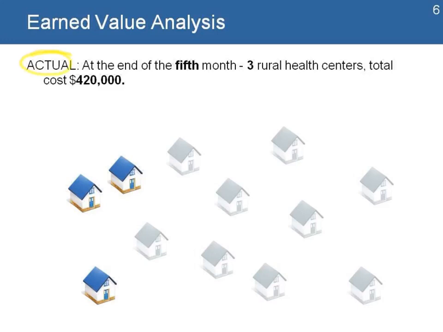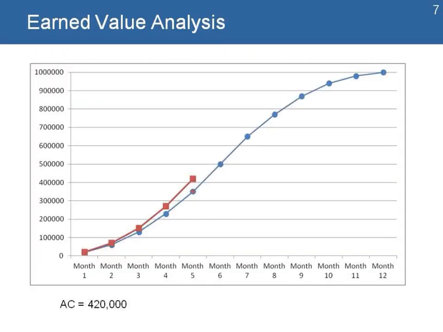On the 5th month, here's my actual. At the end of the 5th month, I have 3 rural centers with a total cost of $420,000. So I was able to complete 3 health centers and I spent $420,000. I look at my chart and I start plotting those values of my actual cost, and I see that there is a difference. My actual cost is $420,000, and it's a little bit higher than what I should have at month 5.